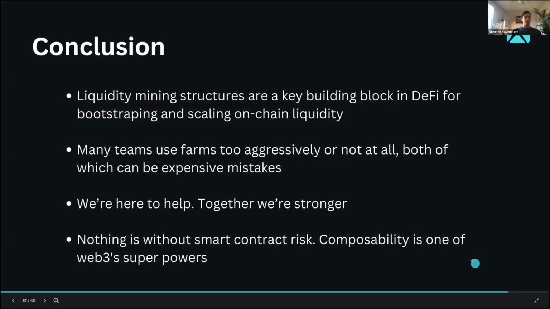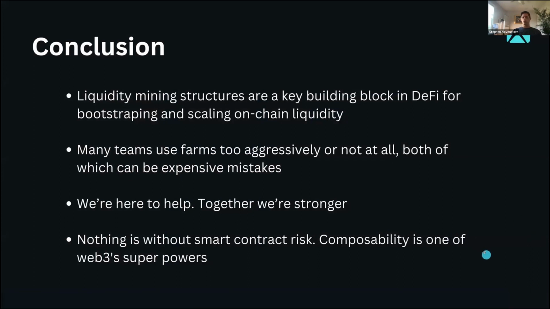I'll wrap up with 2 or 3 quick slides, and then we can have some time for any questions if there are some. But in conclusion, liquidity mining structures are definitely a key building block for DeFi. They're very powerful for bootstrapping and scaling on-chain liquidity. Many teams use farms too aggressively or not at all. And I think both of these can be really expensive mistakes.